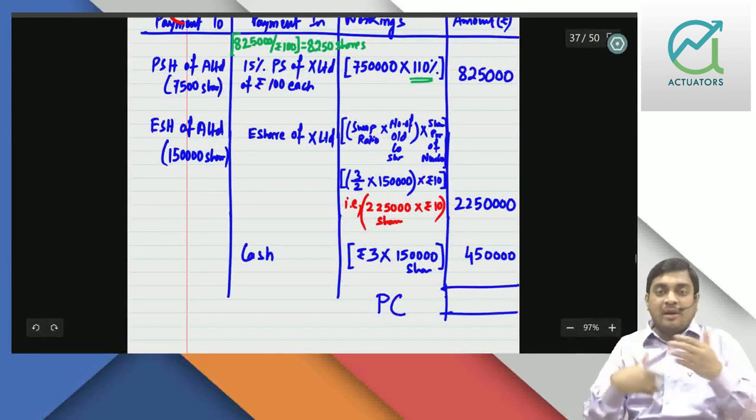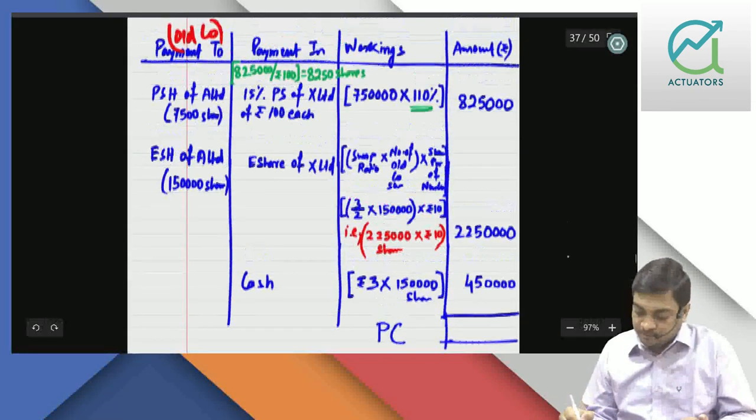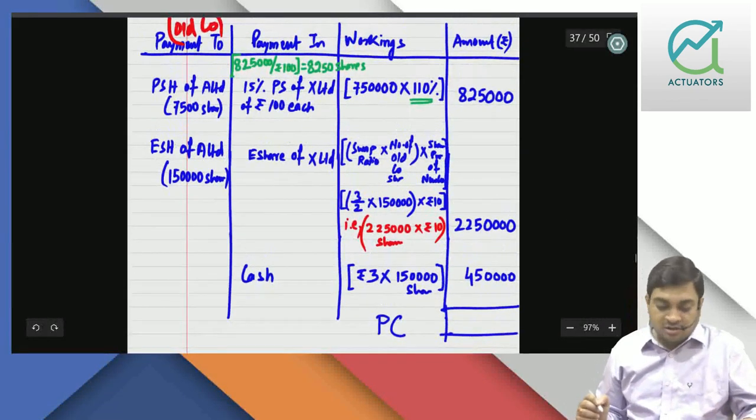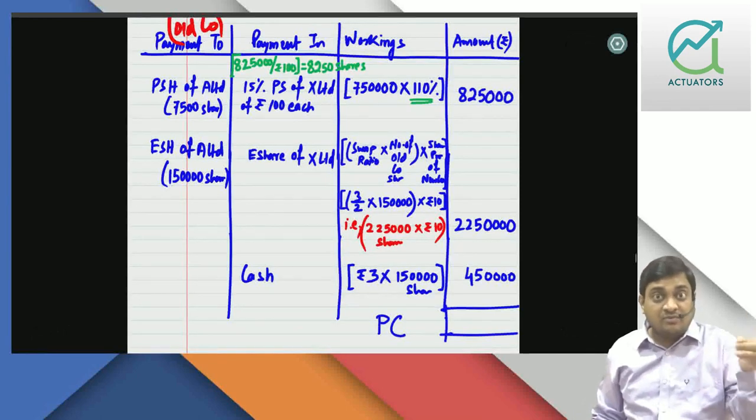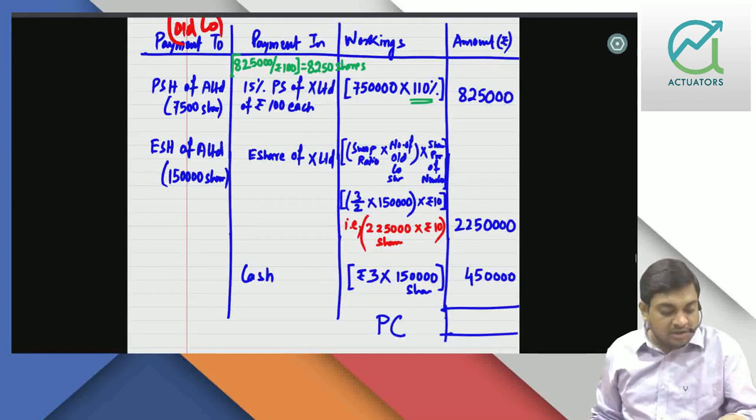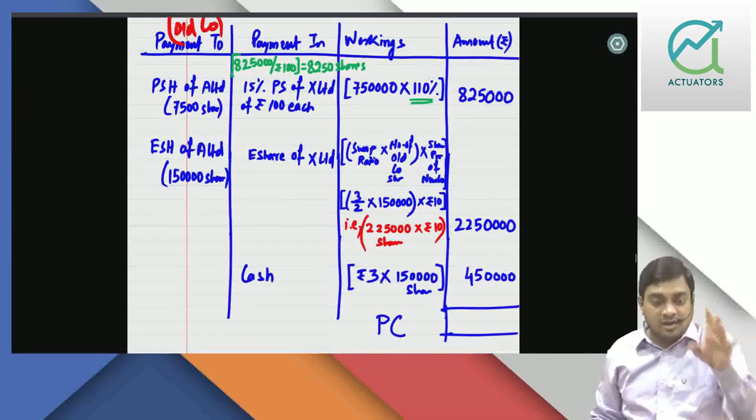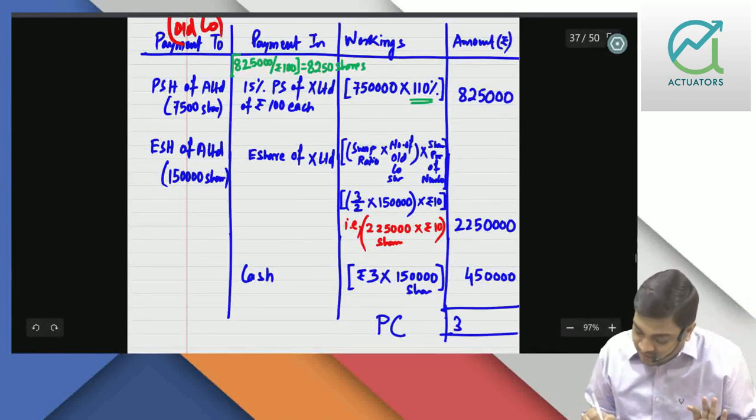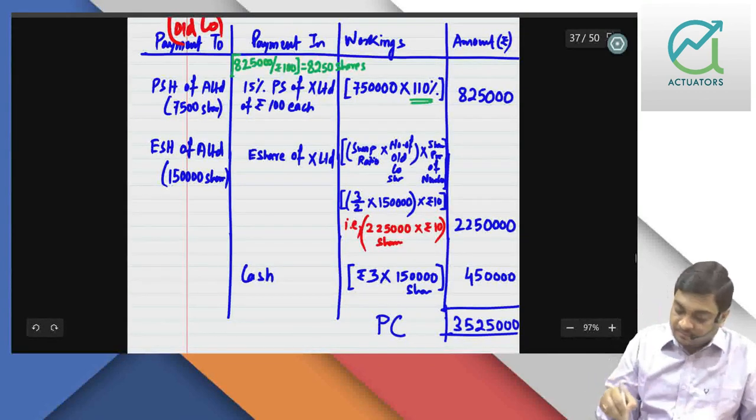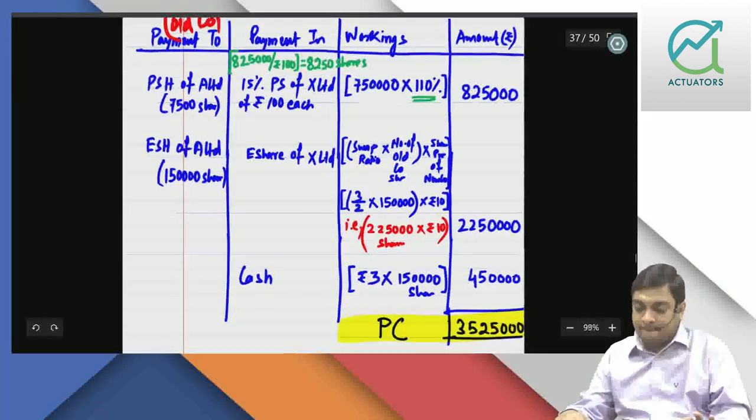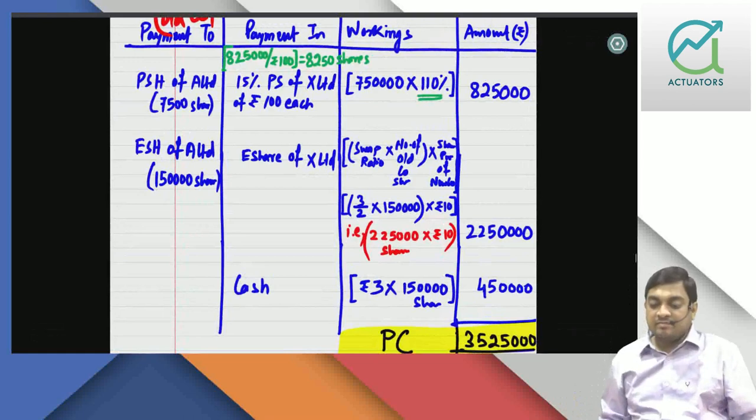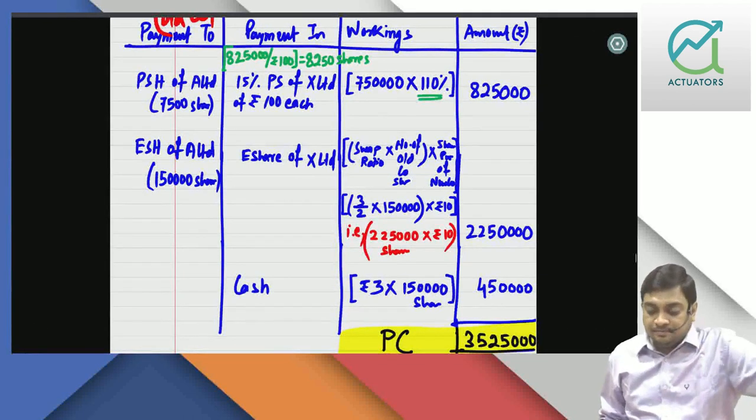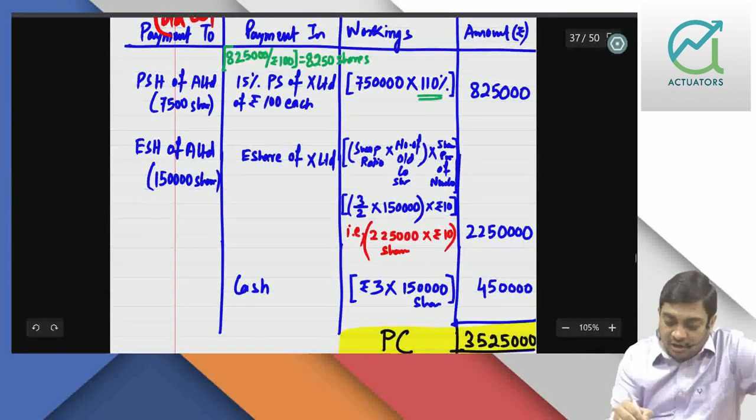When you practice more and more, automatically things will become clear to you. So how much? 8,25,000 you paid to preference shareholder of old company, plus 22,50,000 you paid to equity shareholder of old company, plus 4,50,000 you paid to equity shareholder of old company. That comes to 35,25,000. Is that fine? So equity shareholder of old company is getting equity share as well as cash.